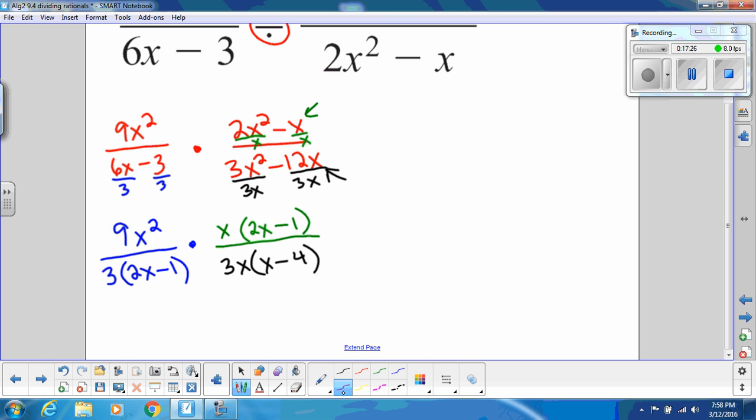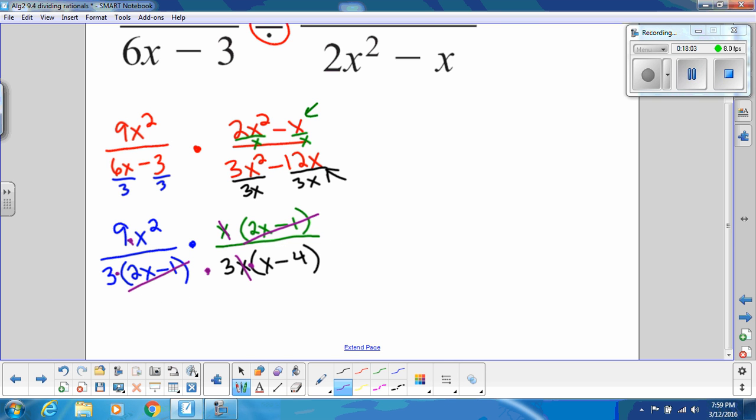Now we're ready for the cancel out phase. Okay, so what's being multiplied? I have 9 times x squared times x times 2x minus 1. Here I have 3 times 2x minus 1 times 3x times x minus 4. So what gets to get canceled? Well, I can cancel the 2x minus 1. Do you see these x's in top and bottom? I can cancel those. And you may not see this at first, and that's okay, but I can break up 9 into 3 times 3, but we'll wait for that.